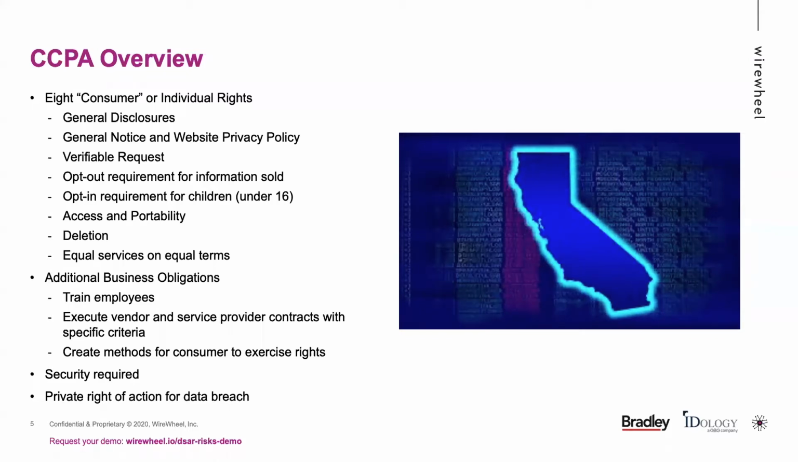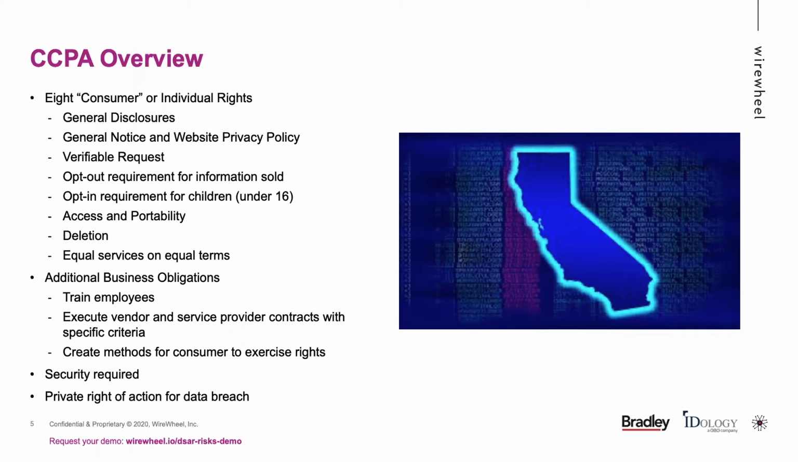There are some additional business obligations as well. Companies have to train their employees. The contracts you have with your service providers now have to have very specific language in them and meet specific criteria in order for that third party to be a service provider. And the company has to create methods, policies and procedures relating to how consumers exercise these rights under CCPA. There is a security requirement, and there's also a private right of action for data breach.